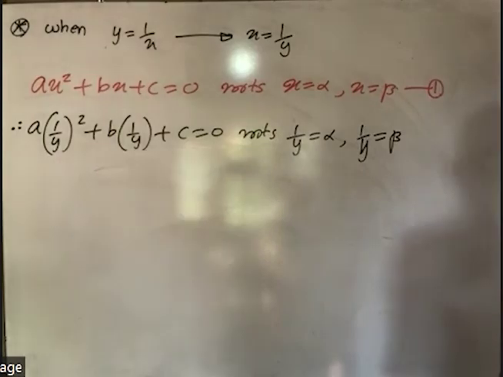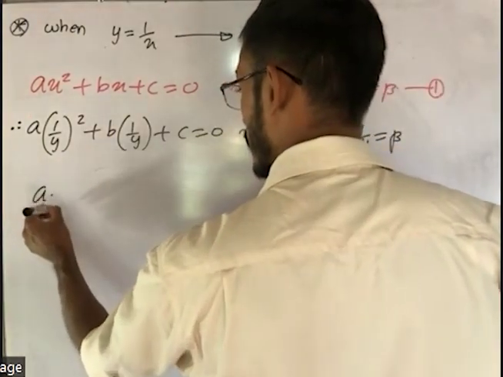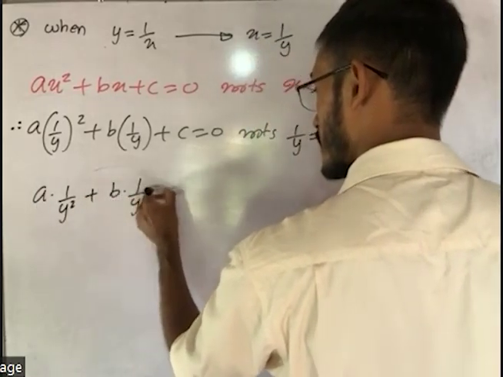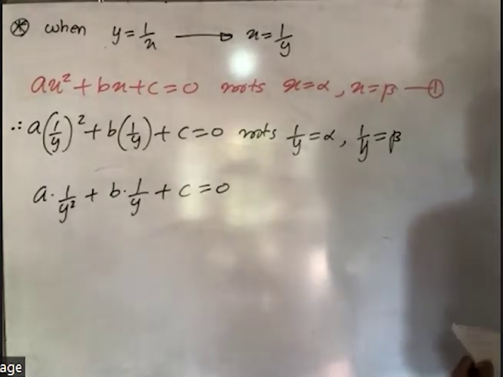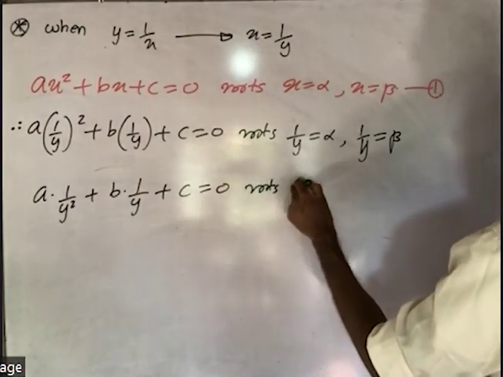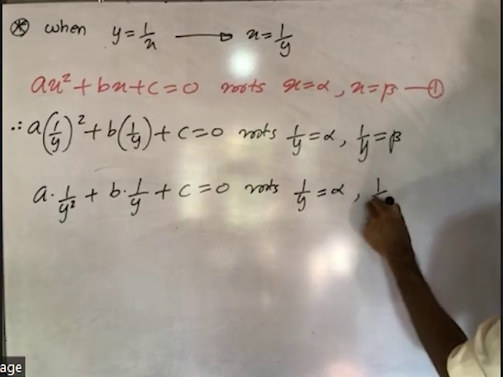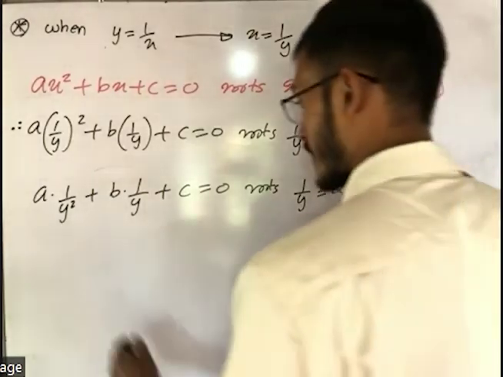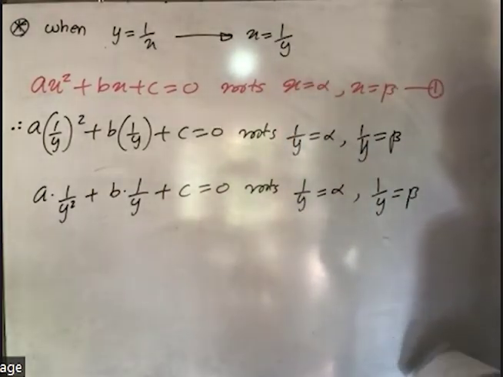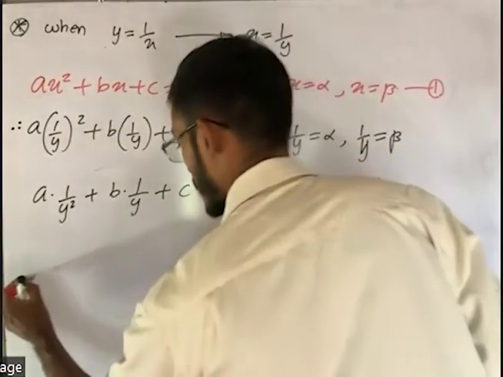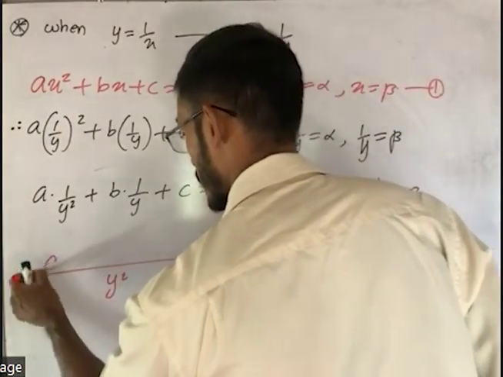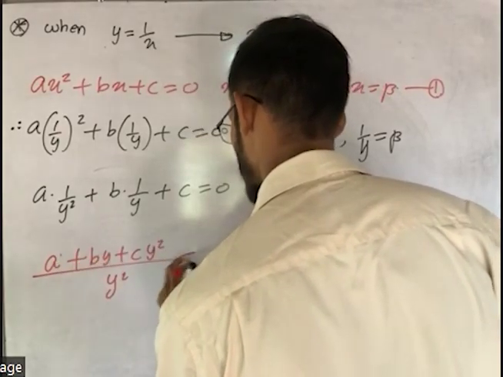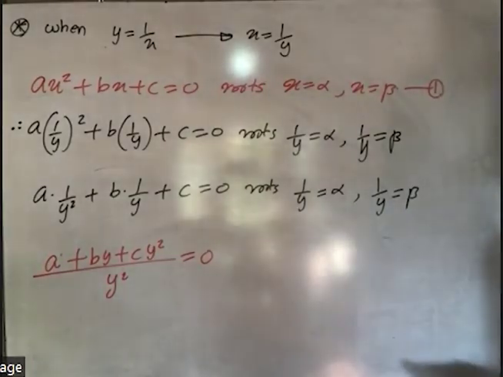Now I can simplify this. a into 1 over y square plus b into 1 over y plus c equals 0. Here the roots are 1 over y equals alpha, comma 1 over y equals beta. Now I can take the common denominator, which is y square. Here a plus by plus cy square. This will be equal to 0.